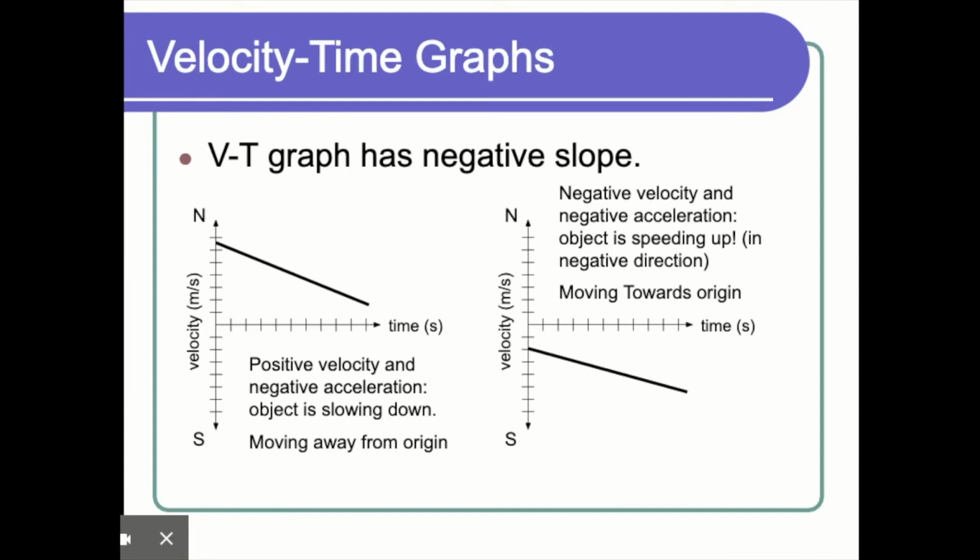I'm also above the x-axis still. I also have a positive velocity. Therefore, I'm still moving away from the origin. On the right side, we see a negative velocity and a negative acceleration. This means that our object is speeding up.